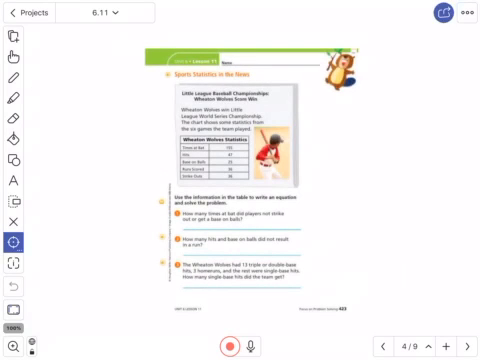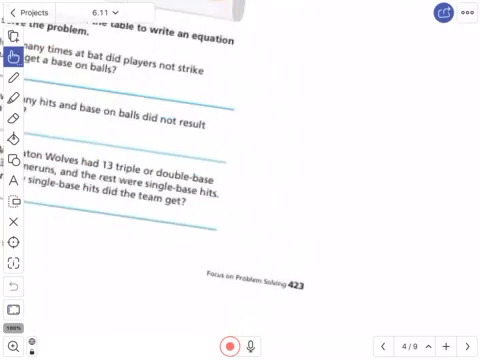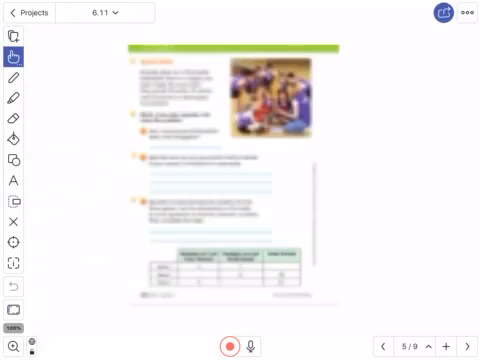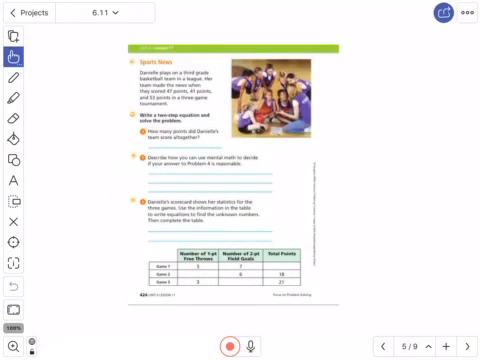Now, to get into our work today, if you have not got the pages yet, it does start on page 423. So just make sure you have that. It's page 423 and page 424 today.